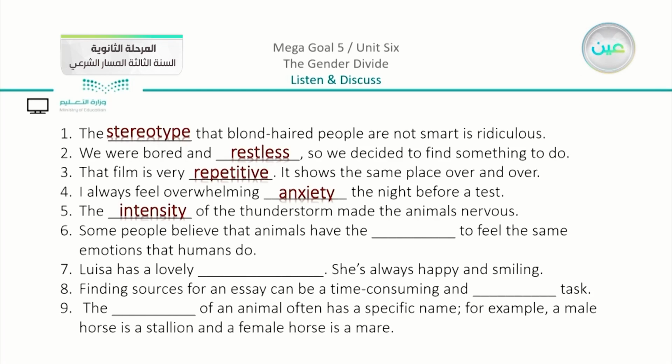Number 6, some people believe that animals have the blank to feel the same emotions that humans do. So we have here something related to emotions, and we have animals, humans, they both can feel the same thing or they can have the capacity. Lucia has a lovely blank. She's always happy and smiling. So we are talking about Lucia's character here. And we can say another word, she has a lovely temperament.